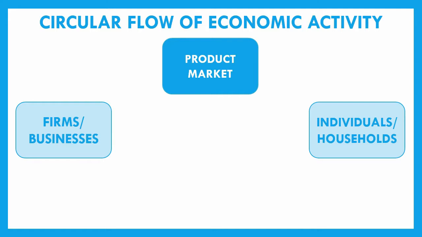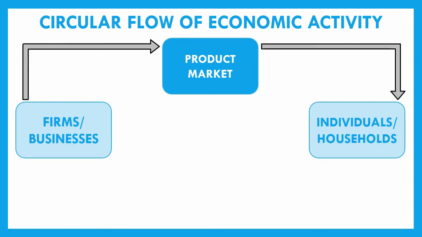Now, we as individuals, we don't produce products. We are the ones buying the products. Firms and businesses are producing the products or the goods and services. And so we see there's a flow through the product market of firms and businesses providing goods and services to individuals and households. Now, you and I, we receive those goods and services. That's why that arrow is pointing toward the individuals and households.